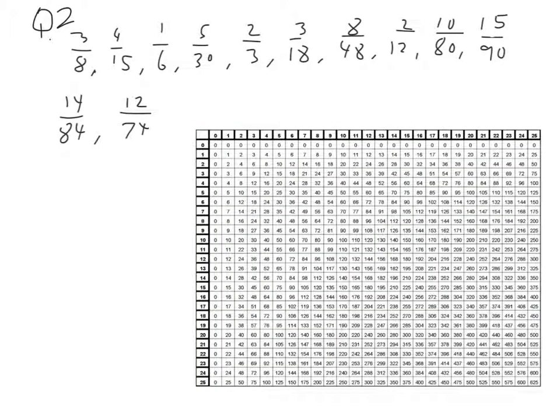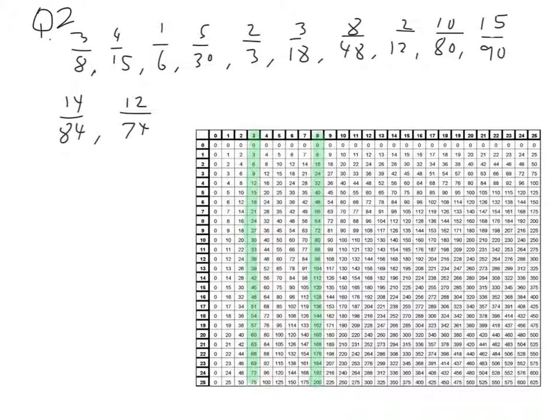Okay, so question 2 is asking you to find all the equivalent fractions in this list. Now, you know how to make a fraction equivalent. A quick way to find out which of these fractions are equivalent is to simply highlight the multiples of the numerator and the denominator. So what do I mean? So you can do as follows.